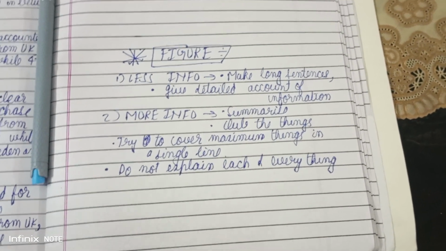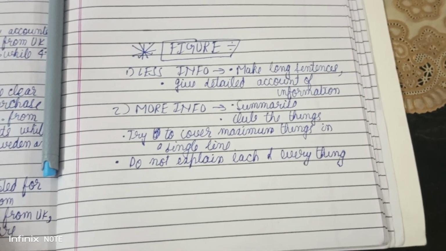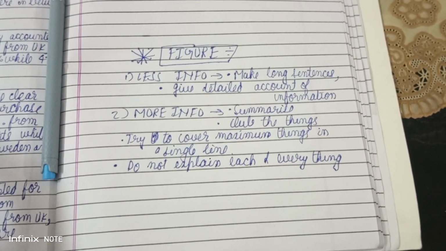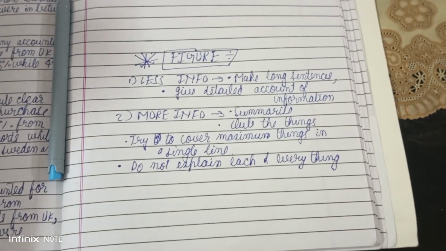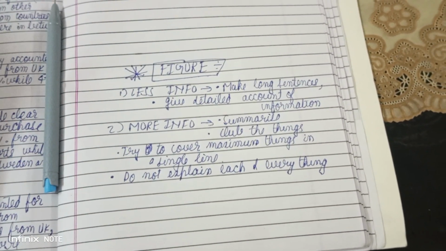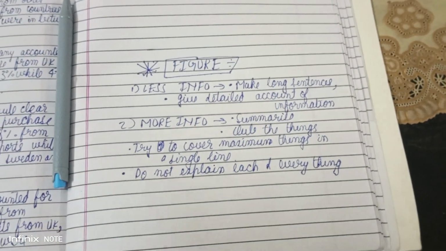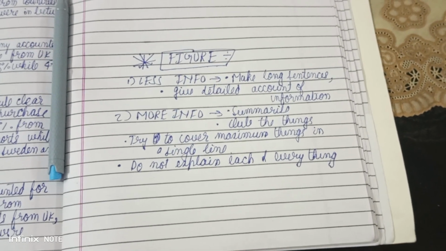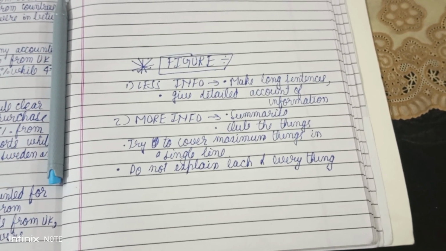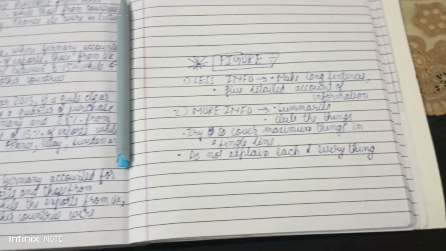But if more information is given to you, summarize the things, club the things, try to cover maximum things in a single line. You must have seen that the way I explain is I try to cover the majority of things in a single line while using connectors like while, whereas. And do not explain each and everything. I have told you that if more information is given and you start explaining every single thing, then you will exceed the word limit, which will reduce your band score.